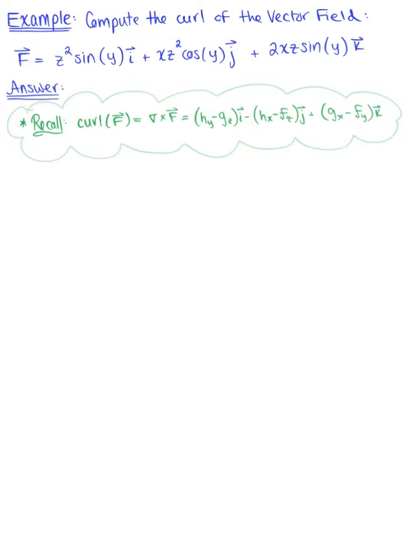Compute the curl of the given vector field. So here we have a vector field F in space. Let's simply rewrite this in its component form. We have components F, G, H.